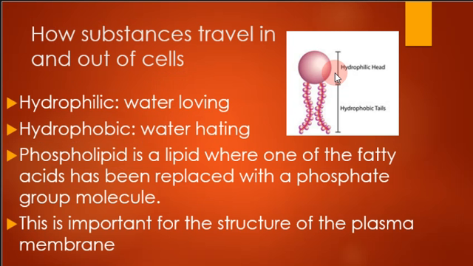Okay, so here's that little picture to the right here. We have the little ball. See, it's hydrophilic. That means it loves water. And the tail is hydrophobic, meaning it hates water, it fears water. And therefore, fats would dissolve in this part, but water would dissolve in that part. So hydrophilic means water loving, hydrophobic means water hating, or technically water fearing. Phospholipid is a lipid where one of the fatty acids has been replaced with a phosphate group molecule. That's just biochemistry right there. It's important for the structure of the plasma membrane, but I don't think it's important for a quiz.